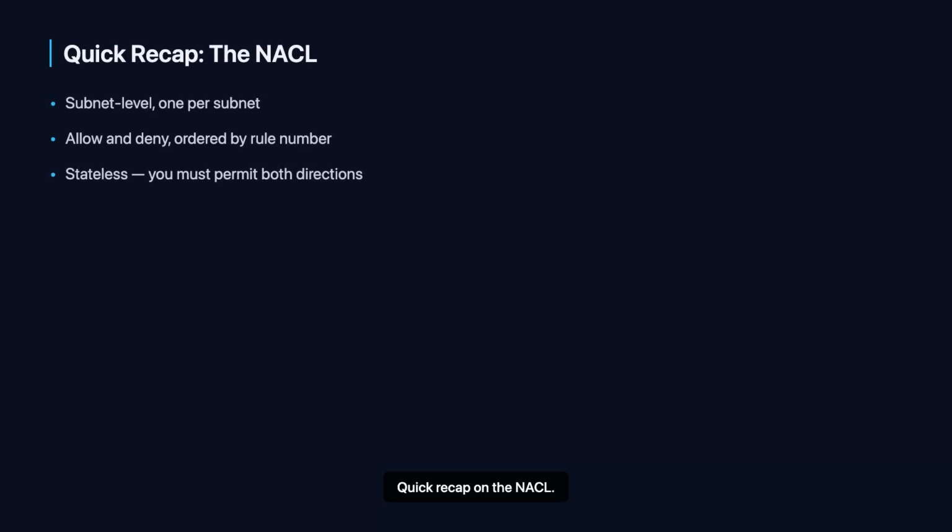Quick recap on the NACL. It's subnet level, 1 per subnet. It handles both allow and deny, ordered strictly by rule number with first match winning. And it's stateless, which means you permit both directions of every flow yourself. That last point is exactly where the outage from our opening comes from, so let's go see it happen.